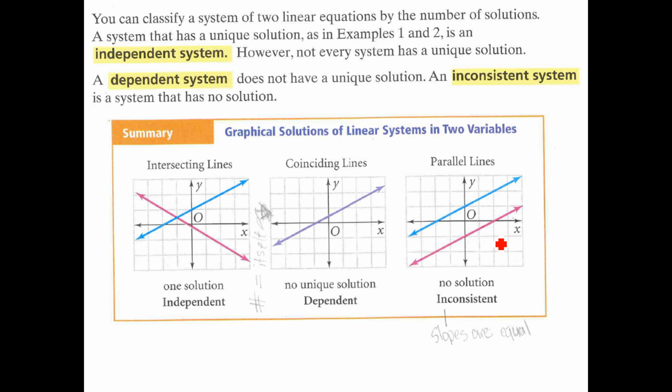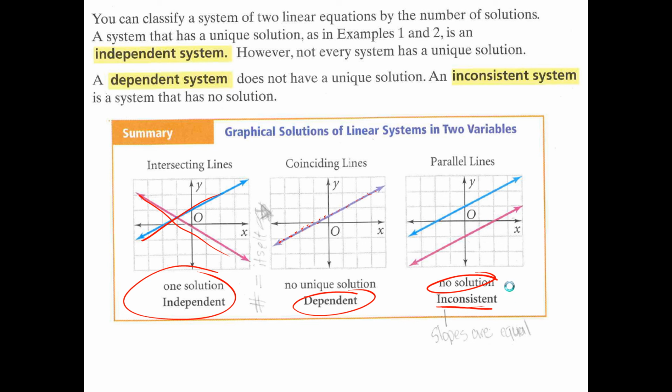Okay, wrapping up, the last thing here is we need to know about some different types of systems. So if our lines cross, we're going to call this an independent solution, an independent system, because it has one solution. But what if we have two lines that are lying on top of each other? These are dependent on each other. There are no unique solutions because there's lots of places that lie on both lines if the lines are on top of each other. And then we have our parallel lines. Parallel lines, there's no solution, and we call them inconsistent systems.